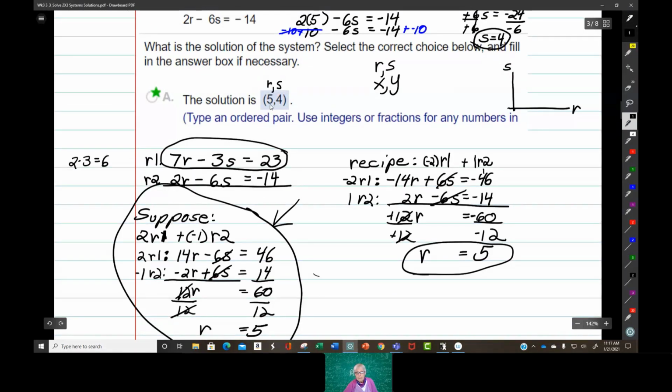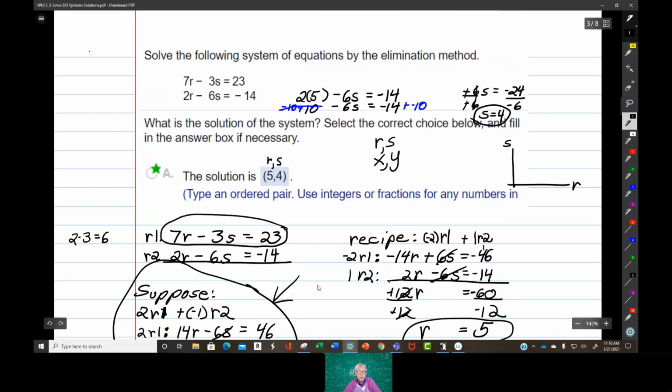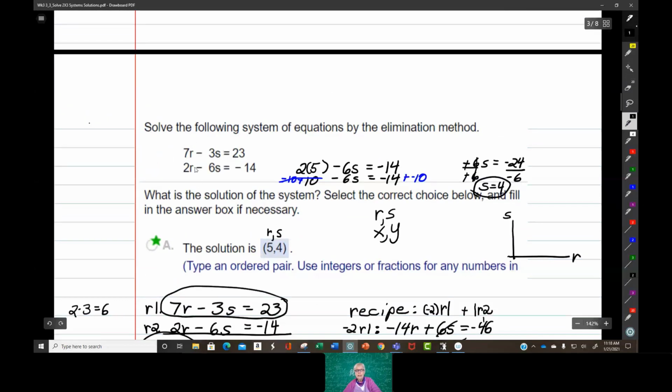So you don't have to always look for the easiest way. I know people who decide, I'm always going to get rid of the first term first. I'm going to eliminate the first term first, no matter what. Okay, whatever.